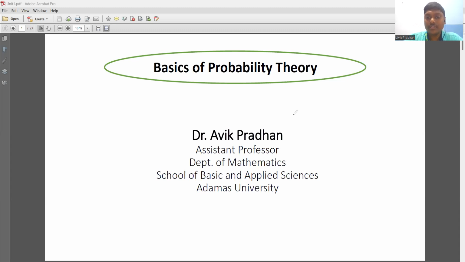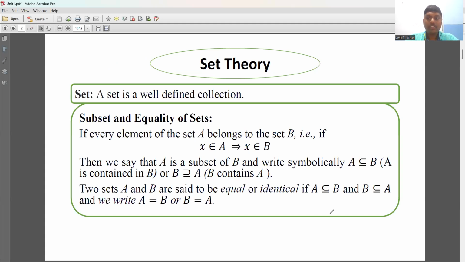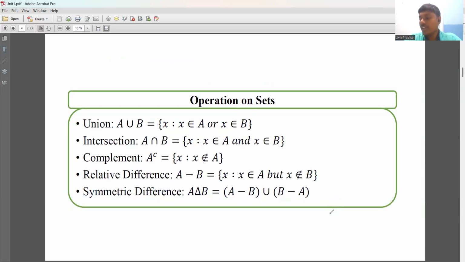So, in the last lecture, we talked about the basic set theories. We talked about the definition, subset, and equality of sets. Then we talked about the null set, universal set, and some notes on that. And then we saw the operations on sets, and we discussed them using some examples. Now we'll talk about the operations on sets by visualizing things.